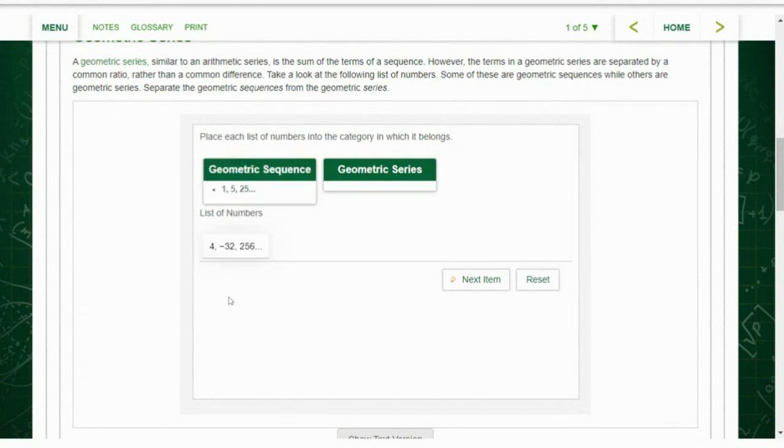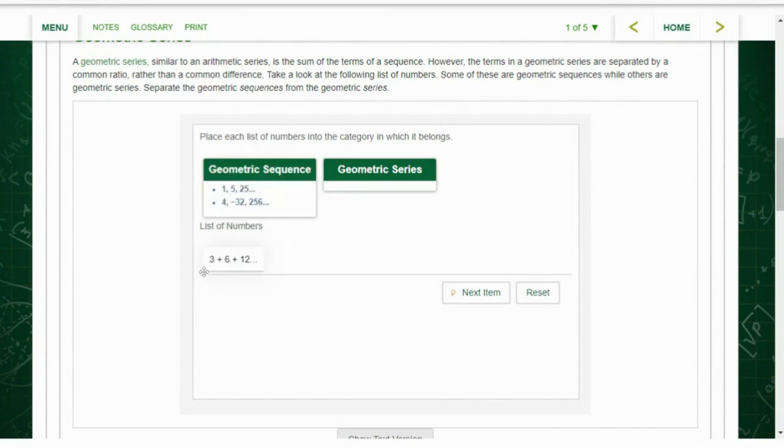Here's another list of numbers: 4, negative 32, positive 256. It's multiplying by negative 8 every time. 4 times negative 8, negative 32 times negative 8. A negative times a negative makes that one a positive. That's also just a sequence of numbers.